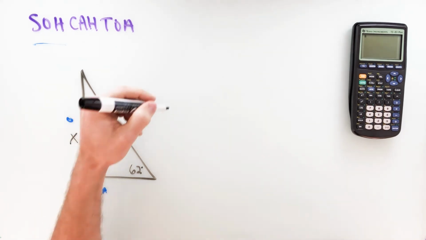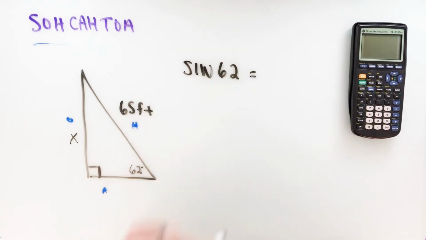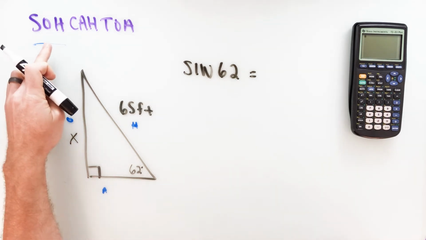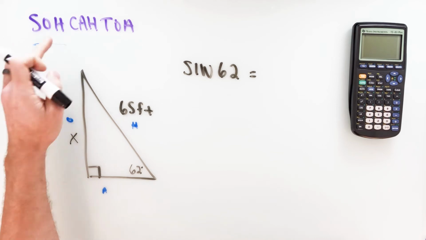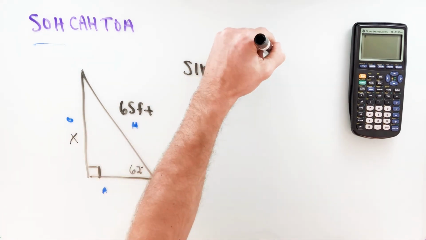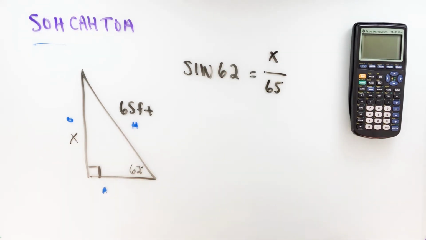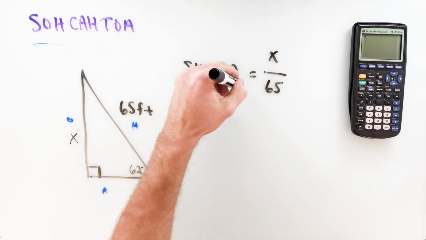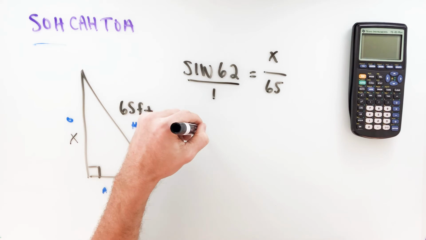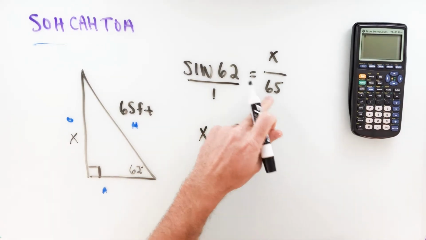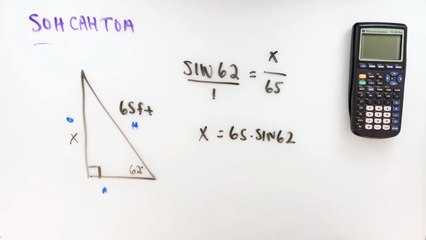Again, setup is the same. I'm going to take the sine ratio for a 62-degree angle. So that looks like this, sine of 62 equals, and then my ratio is opposite over hypotenuse. So make sure I get them in the right order, opposite on top in the numerator, hypotenuse in the denominator. Opposite being x, hypotenuse being 65 feet. So there's my setup, got my ratio. I'm going to put sine 62 over 1 to get the proportion, and then I cross multiply to get x equals 65 times sine 62.